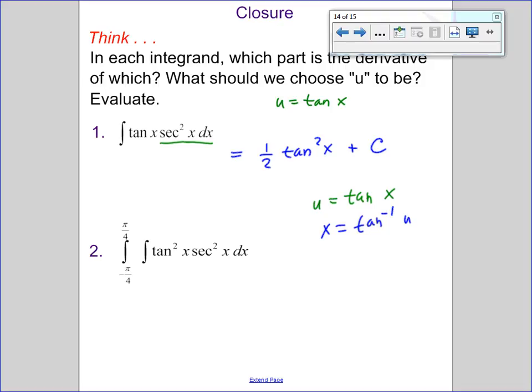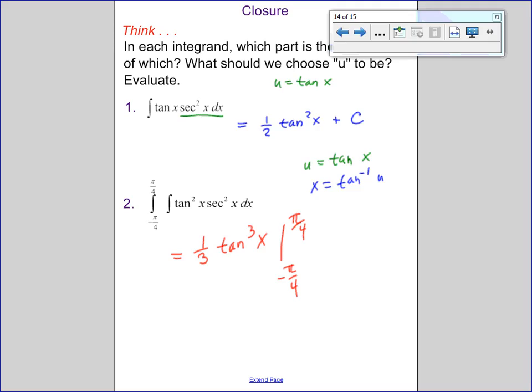But we can go right to the 1/3 tangent cubed of x evaluated from negative pi over 4 to pi over 4. And in doing so, we get the tangent of pi over 4 is 1, cubed is 1, minus the tangent of negative pi over 4 is negative 1, cubed is negative 1. So I get 2/3. And that's what I got yesterday. Raise your hand if you had 2/3. You get 2/3 for the second one?